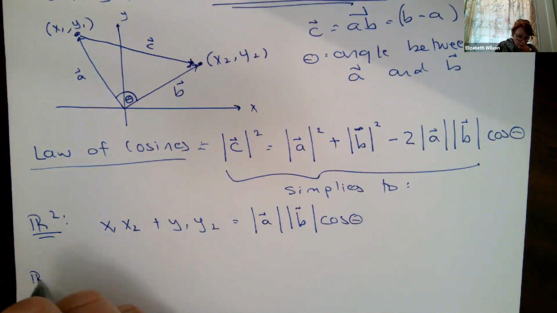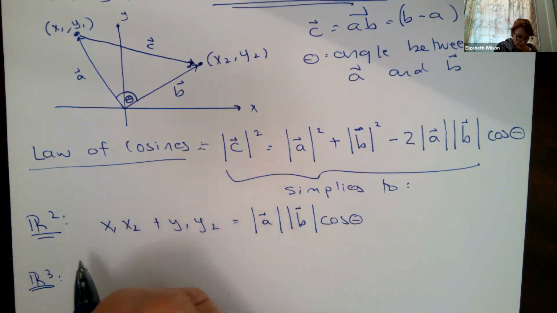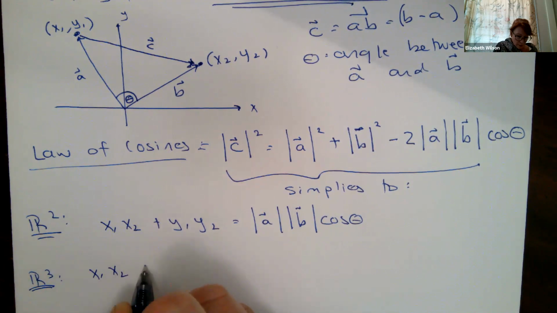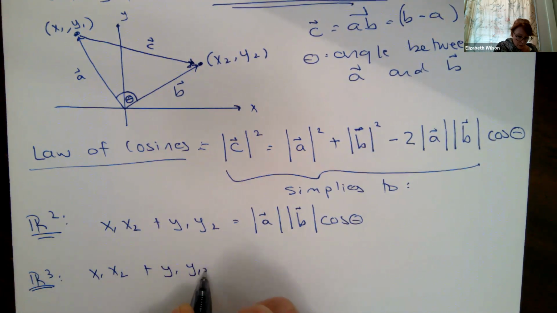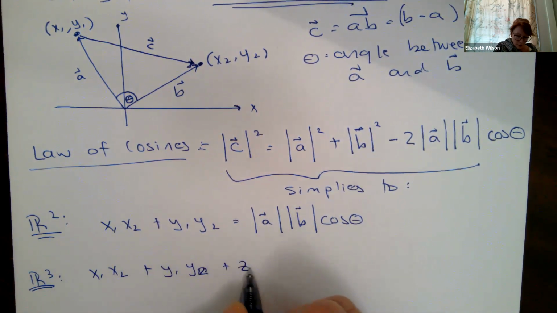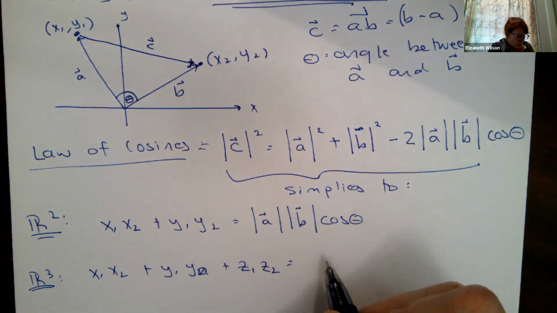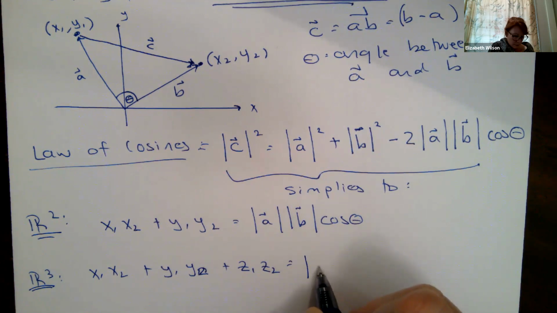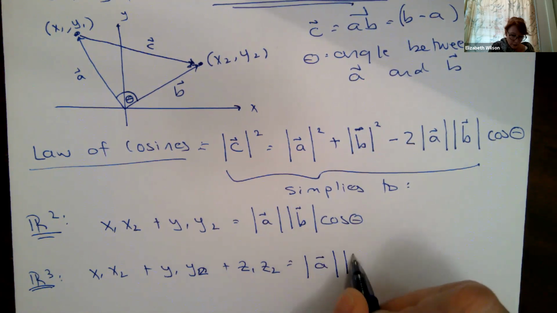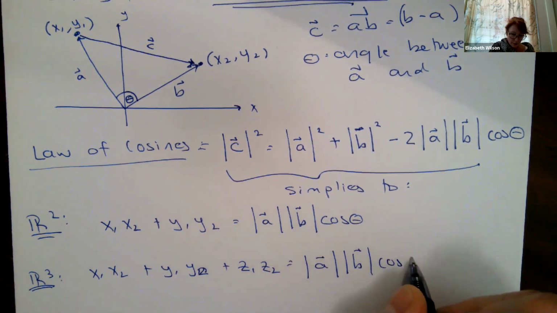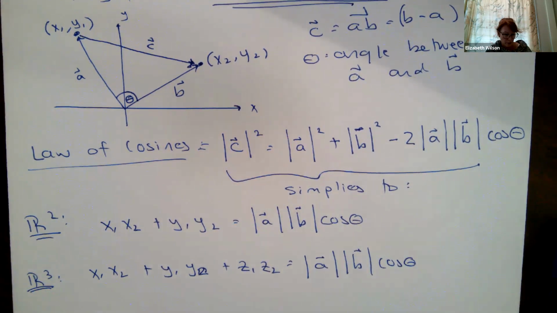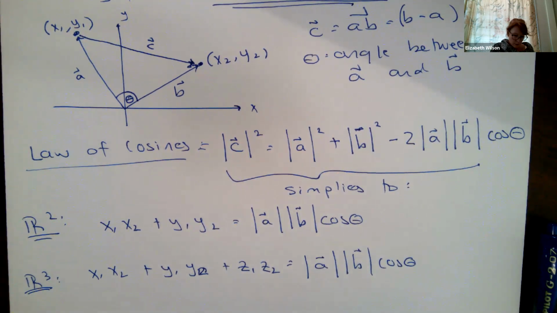In R3, it's going to look like I've got an extra z component: x1 x2 plus y1 y2 plus z1 z2 equals the magnitude of A, magnitude of B, cosine of theta. So put a box around this here. Actually, wait, I'll spell it out. I'll do it in red.